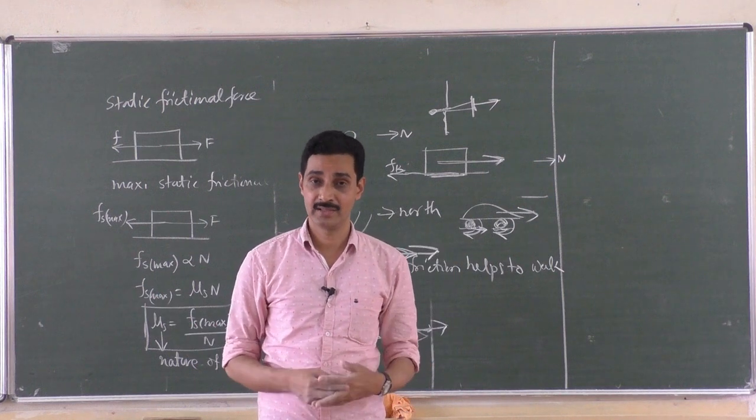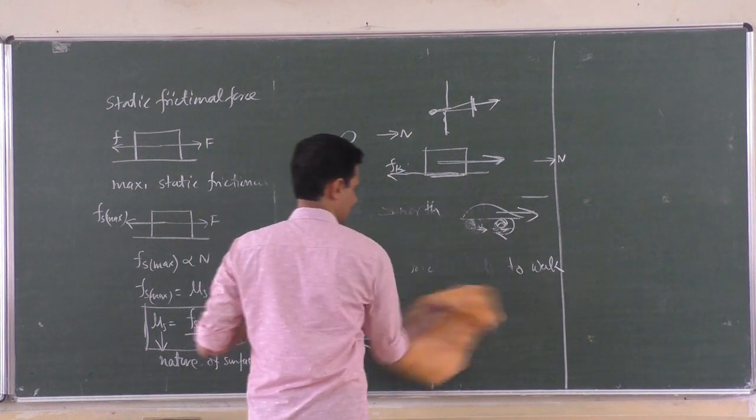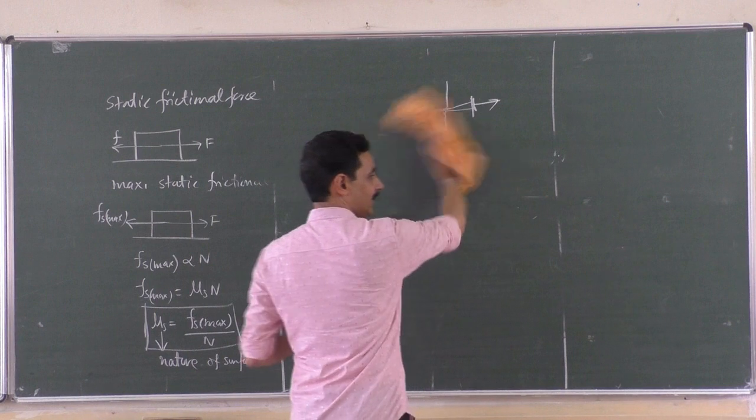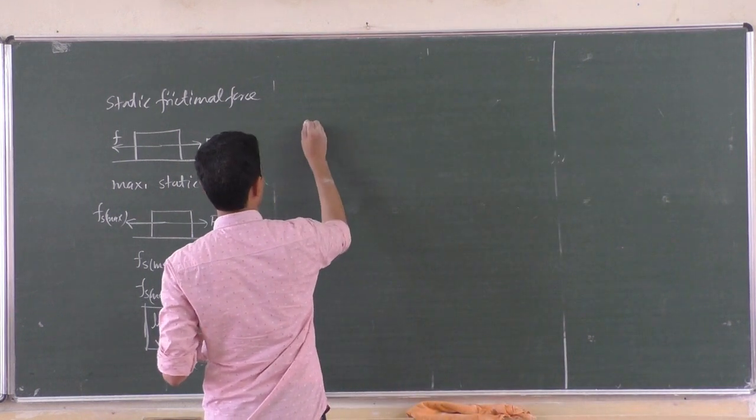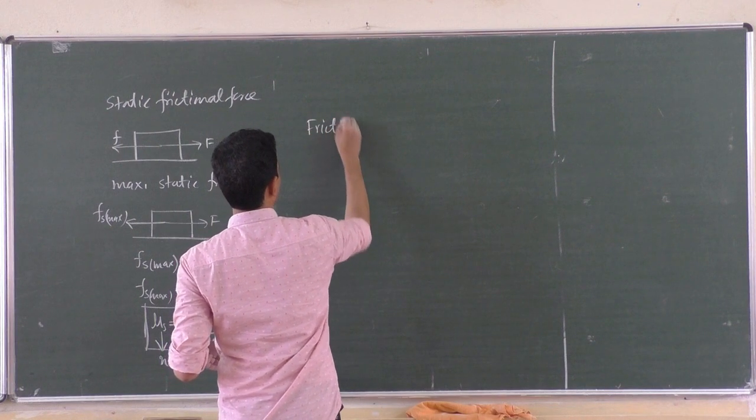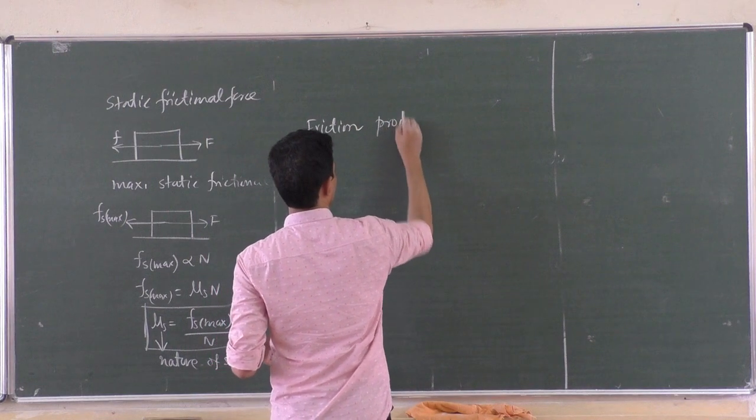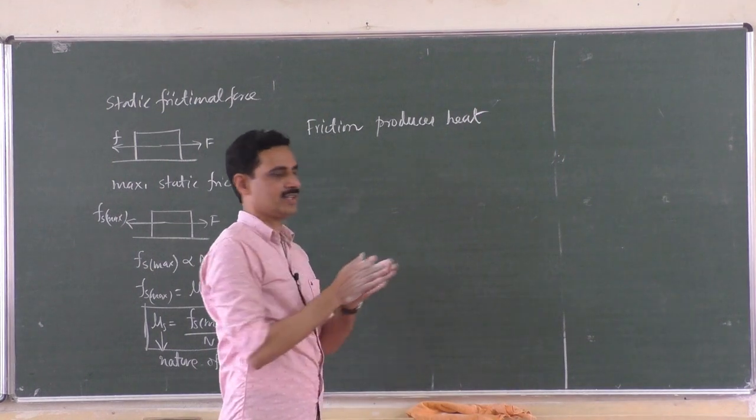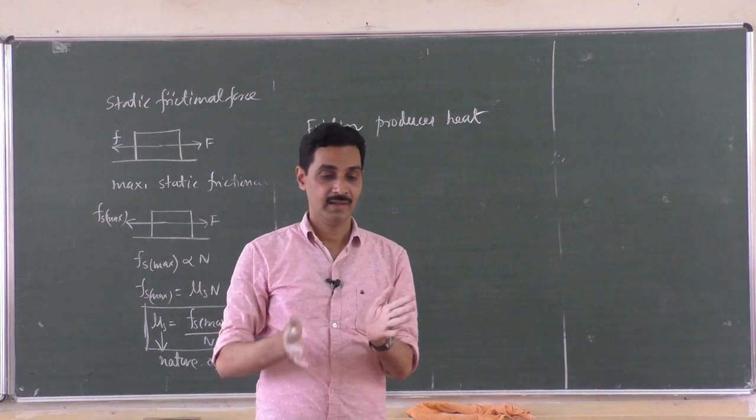Now what are the disadvantages of friction? When there is friction between two parts of a substance, energy is lost in the form of heat. Friction produces heat, so that is one of the disadvantages. Friction between different parts of a machine produces heat. This is one of the disadvantages. So friction between the two bodies produces heat, and that damages the different parts of a machine.